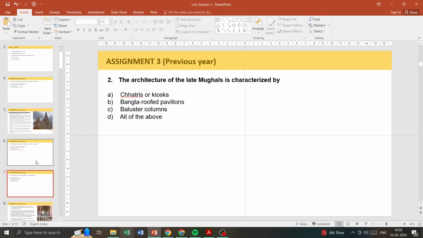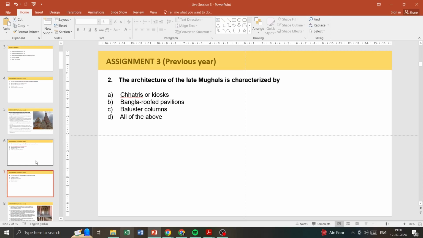Then question number 2 was: architecture of the Mughals, late Mughals, is characterized by chhatris, kiosks, bangla roof pavilions, baluster columns, all of the above. The question specifically talks about late Mughals, which means from Shah Jahan. So chhatris, baluster columns and bangla roof pavilions became a part of the architectural vocabulary of the Mughals during the reign of Shah Jahan.